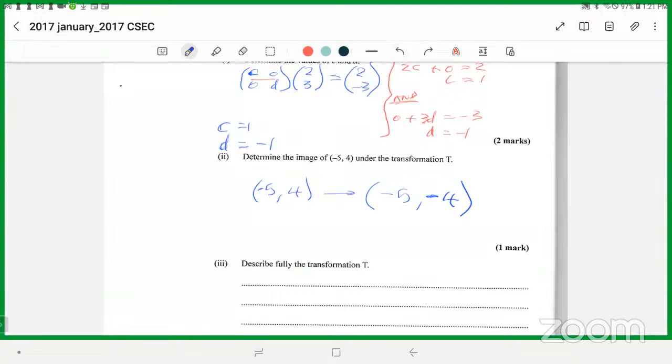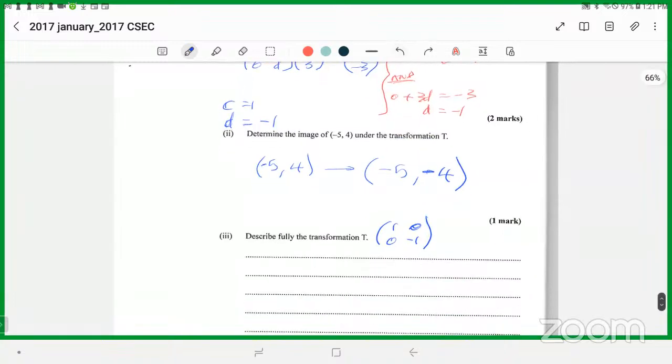Easy. It says, describe the transformation: a reflection in the x-axis. Because it's the matrix 1, 0, 0, negative 1. That's the x-axis reflection matrix. Some people have to sketch all these points to see it. It's good when you know the matrix. Always easier. A reflection in the x-axis.